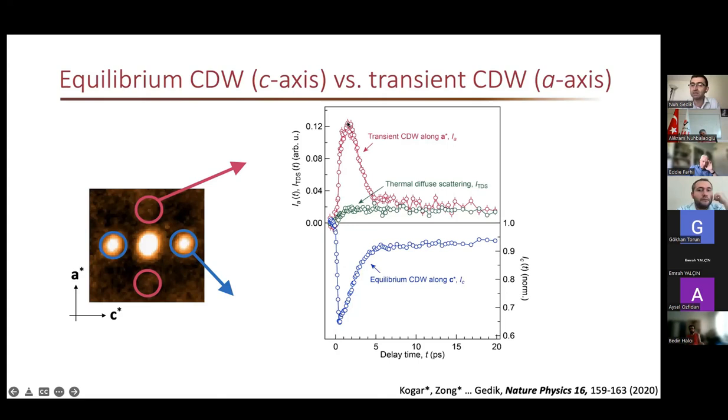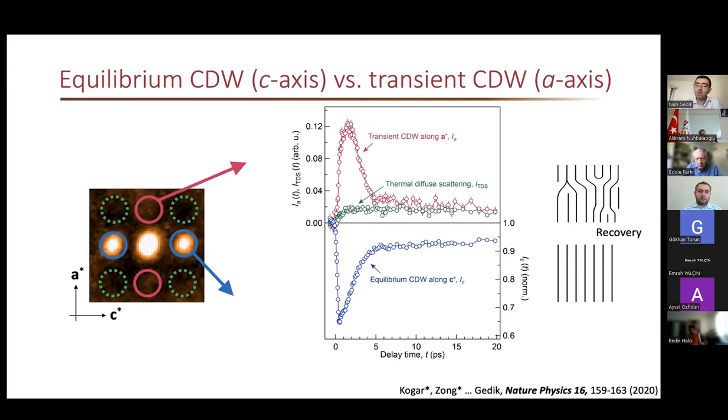Now the recovery is quite similar. We actually looked into the dynamics and it's very similar. So we also see an increase in the thermal diffuse scattering, but that is quite normal as we have more phonons around. They scatter electrons and we can subtract the spectrum. So one way to understand this is that, as I mentioned, we are putting these defects into the crystal, and at the defect cores, the C-axis order parameter goes to zero. So in other words, maybe I can show you with this picture right here.